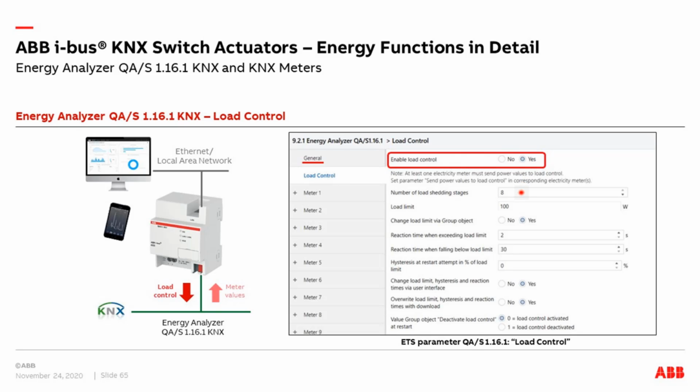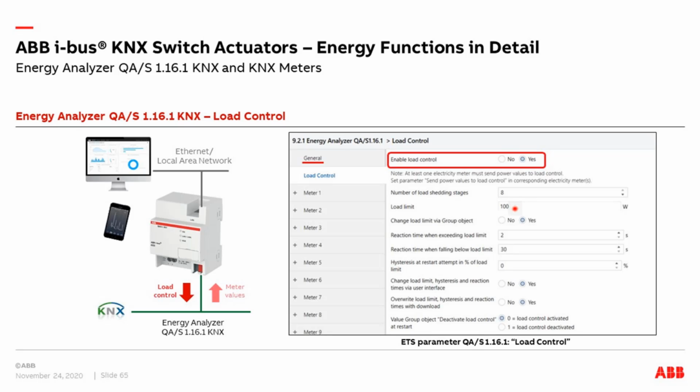Then we can enter here how many shedding stages we want to use, from shedding stage 1 to 8. The energy analyzer sums up all the power values, and when the power values exceed our limit, it sends the command shedding stage number 1, and all devices which are linked, actuator outputs with this first shedding stage, switch off the load. If we are still above our limit, then shedding stage number 2, number 3, 4, 5. So we have different priorities depending on our shedding stage.